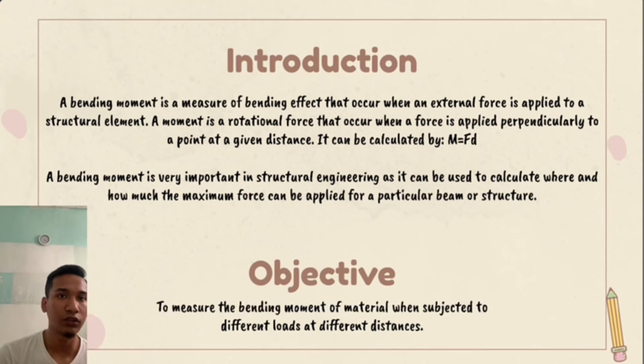For the introduction, a bending moment is a measure of the bending effect that occurs when an external force is applied to a structural element. A moment is a rotational force that occurs when a force is applied perpendicularly to a point at a given distance. It can be calculated by M equals F times d. A bending moment is very important to structural engineers as it can be used to calculate where and how much the maximum force can be applied for a particular beam or structure.